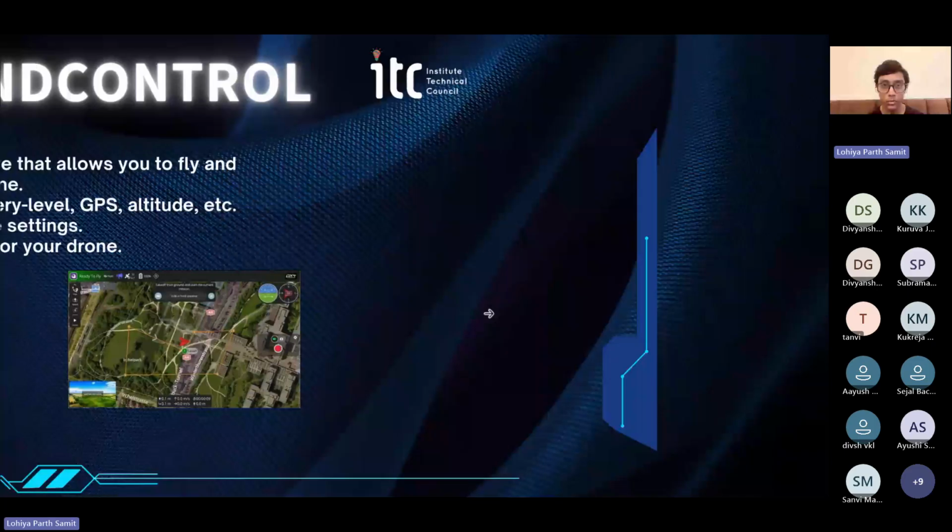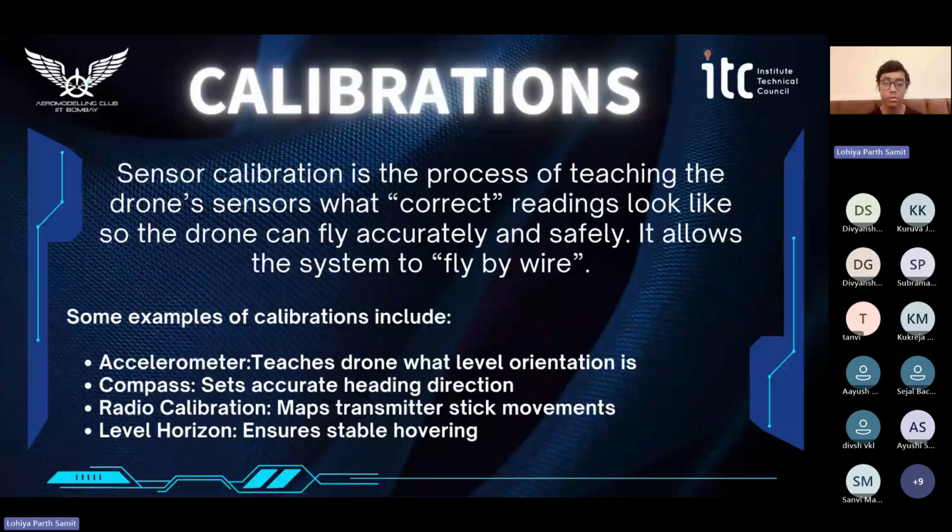Moving on to calibrations. Sensor calibration is the process of teaching the drone sensors what the correct reading looks like so that the drone does not fly itself into the ground. It also allows the system to fly by wire. This is just a phrase that if anyone says, we know that it can allow the drone to fly itself basically. And some examples of calibrations include the accelerometer, the compass, radio calibrations, and the level horizons.